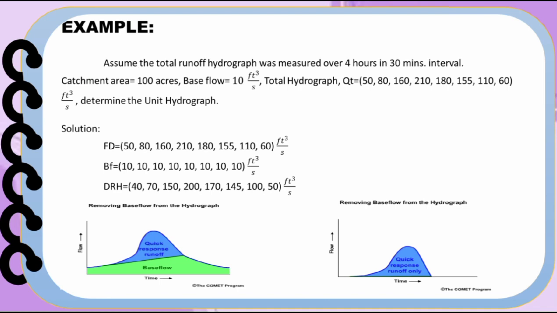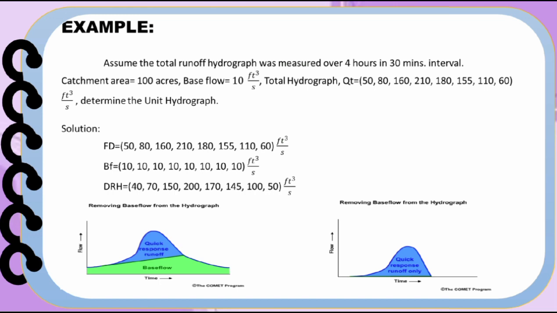So here is an example of calculating the unit hydrograph. In the given, assume the total runoff hydrograph was measured over 4 hours in 30 minute intervals. The catchment area is 100 acres. Base flow is equal to 10 cubic feet per second and the total hydrograph QT is equal to 50, 80, 160, 210, 180, 155, 110, and 60 cubic feet per second. So let's determine the unit hydrograph.